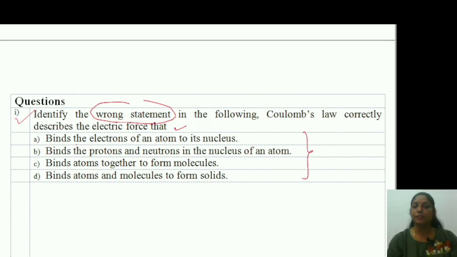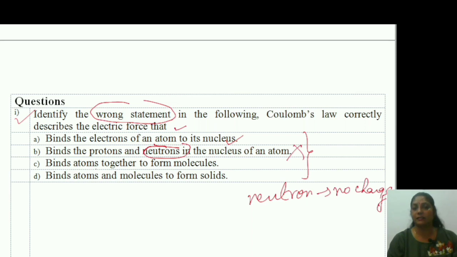First one is Coulomb's law: it binds the electrons of an atom to its nucleus. Yes, electrons have some charge and it binds the electrons of an atom to its nucleus. This option is correct according to Coulomb's law. Second one is it binds the protons and neutrons in the nucleus of an atom. No, neutron has no charge. It is neutral. And Coulomb's law is only valid for point charges, not for neutral charges. So Coulomb's law is not valid. This statement is wrong for neutrons.